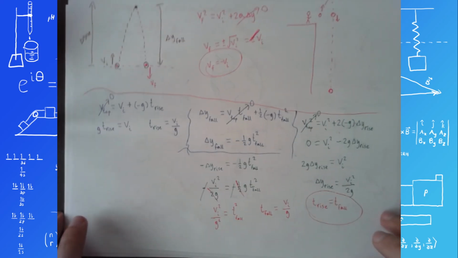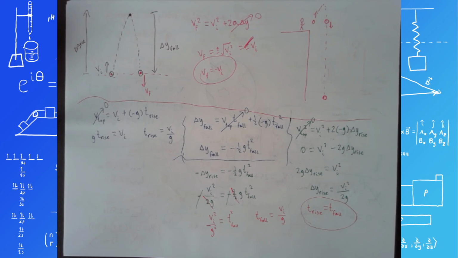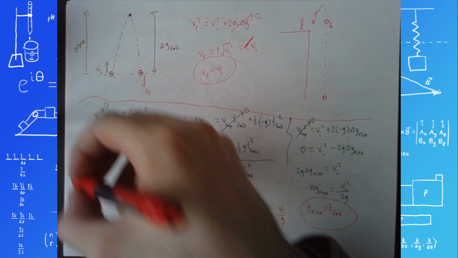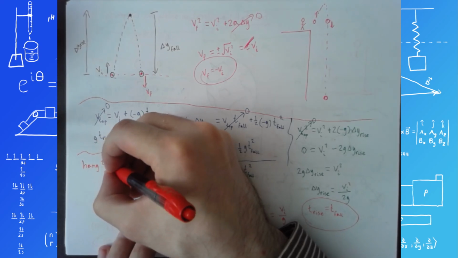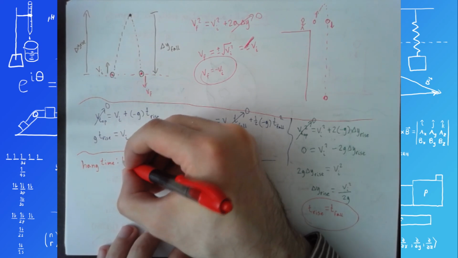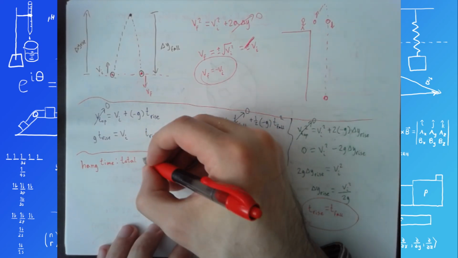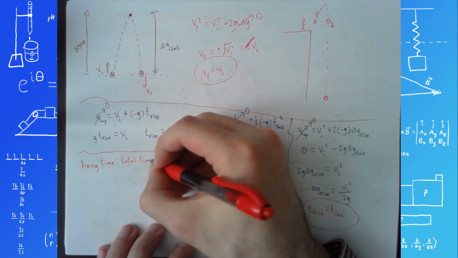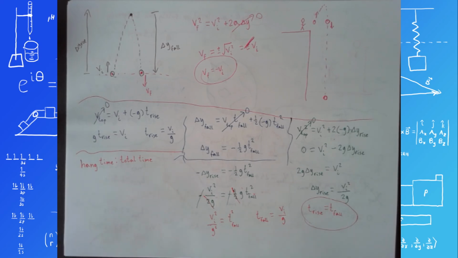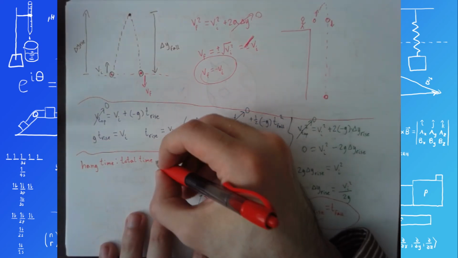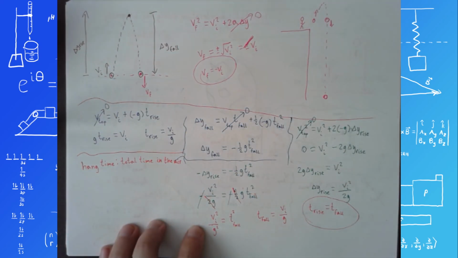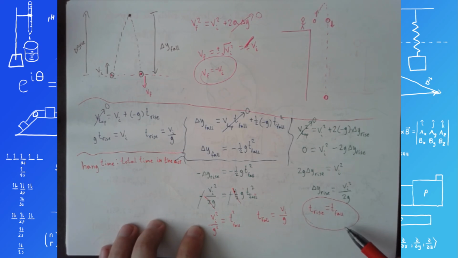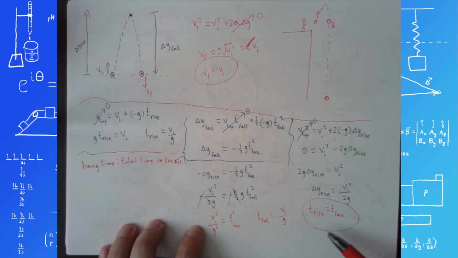So the time to rise equals the time to fall. And this also gives us a convenient shortcut. This allows us to calculate something called hang time. Hang time is the total amount of time that an object is hanging in the air. Hang time, total time in the air. For symmetric situations, we can take a shortcut. For non-symmetric situations, we unfortunately have to do things the long and hard way. But hang time, total time in the air. For symmetric situations, all I have to do is calculate the time to go up or the time to go down and multiply it by 2 and I'm done.